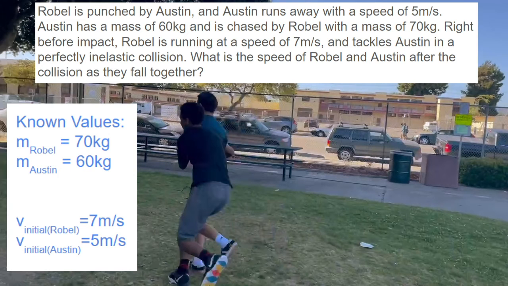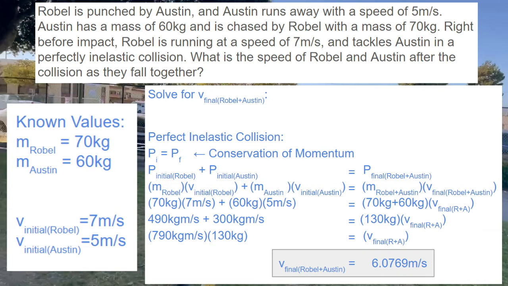To solve this equation, we will use the conservation of momentum for perfectly inelastic collisions. First, set the initial momentum equal to the final momentum. The initial momentum includes the initial momentum of Robel plus the initial momentum of Austin, which is set equal to the final momentum that includes the final momentum of both Robel and Austin. Then, we plug in the equation for momentum, which is mass times velocity, and plug in our known variables. By doing this, we can solve for the final velocity of both Robel and Austin, which, after solving the equation, is equivalent to 6.0769 meters per second.